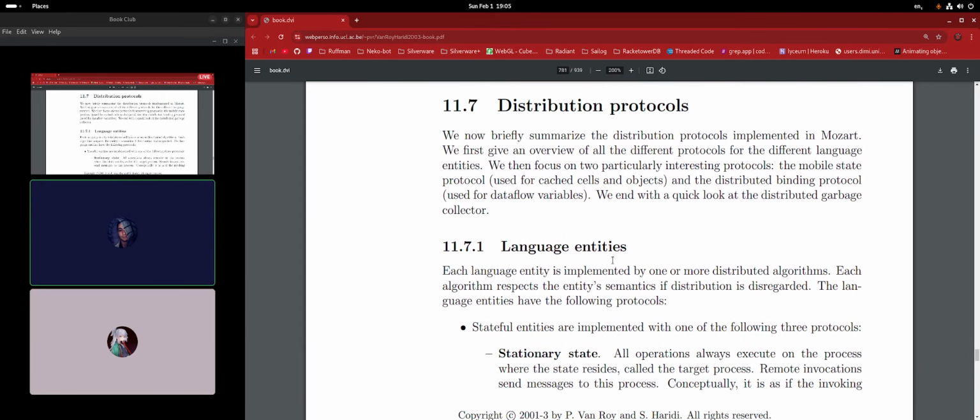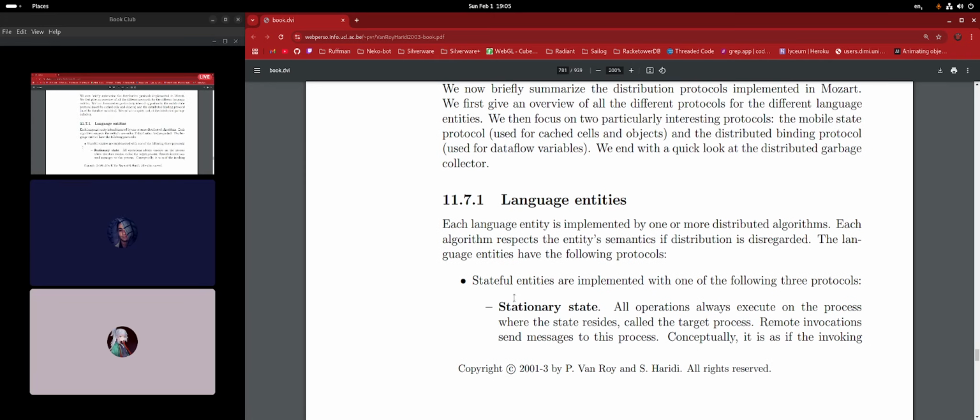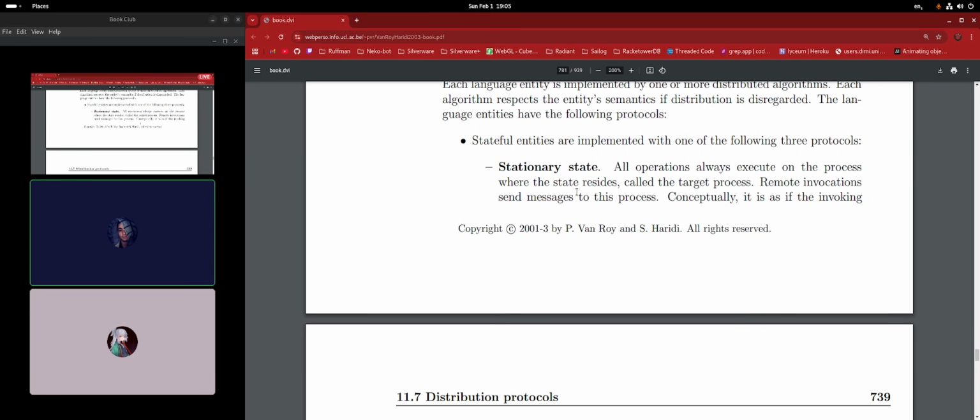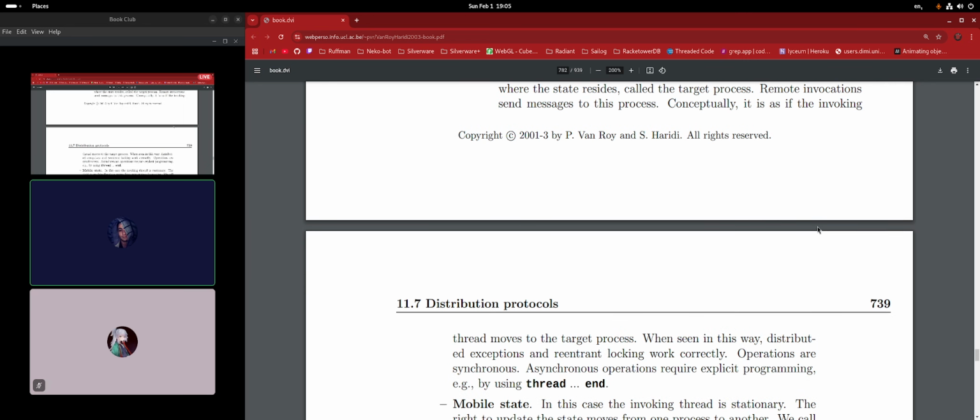So let's see what is important here to be read. The mobile state protocol, distributed binding protocol, and the distributed garbage collector. Each language entity is implemented by one or more distributed algorithms. First, the stateful entities. The protocol is related to the stateful entities. We have the stationary state. All operations always execute on the process where the state resides, calling the target process. Remote invocations send messages to this process. Conceptually, it is as if the invoking thread moves to the target process.